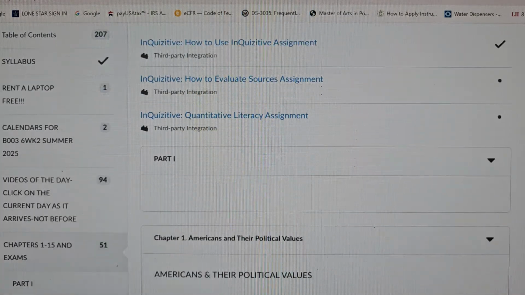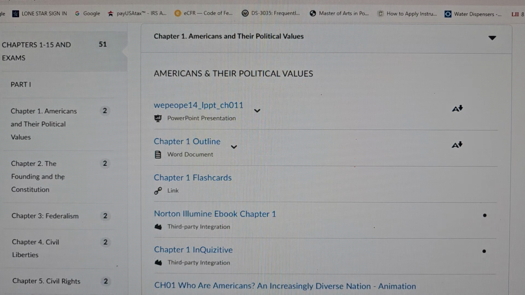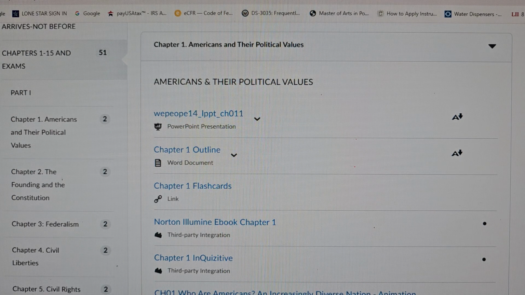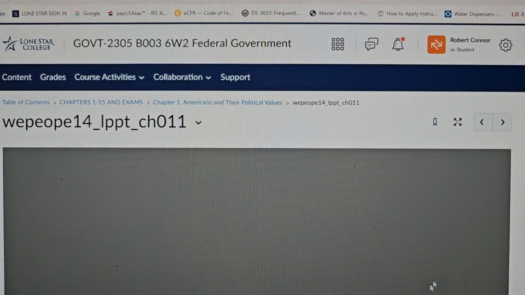And here is the course right here. Chapter 1 is Americans and their political values. Now you have PowerPoints. You can look at the PowerPoints.